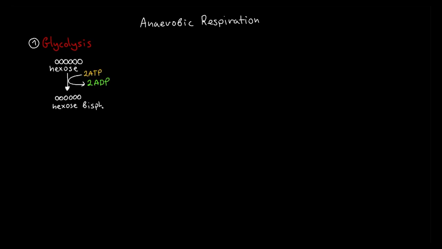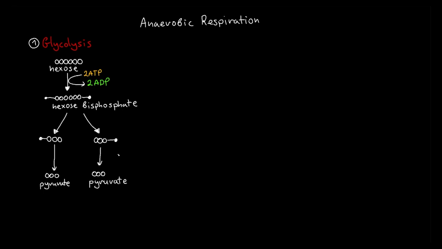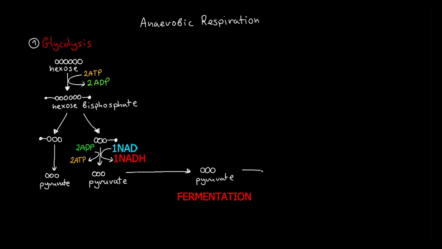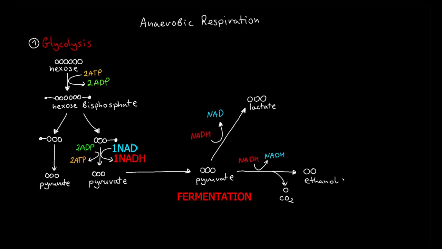Now we're going to talk about anaerobic respiration. This type of respiration consists of only 2 phases: glycolysis, about which we already have talked, and fermentation. During fermentation, pyruvate produced in glycolysis is reduced, so it gains an H+ and electron. This leads to the formation of lactate in animals and bacteria. However, in plants and yeasts, pyruvate is going to be reduced and decarboxylated. So at the end, we're going to form the 2-carbon molecule ethanol and CO2 as the waste product.